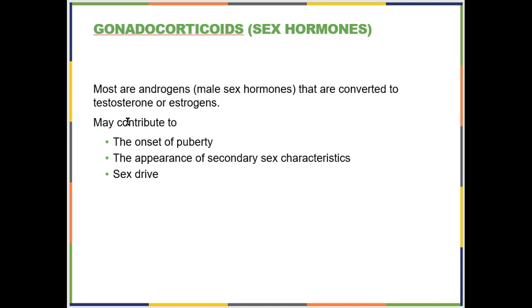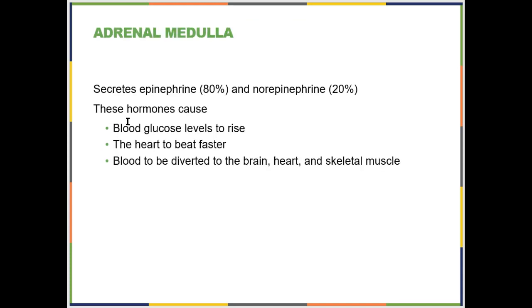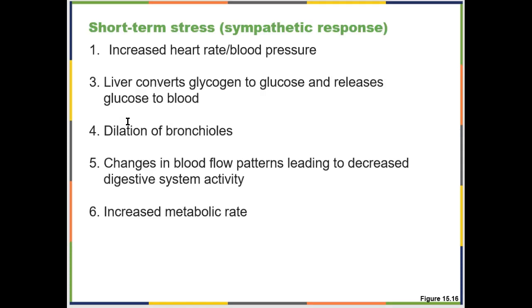Now, gonadocorticoids, you simply want to know that they exist. They're not important. I don't think I would ask any questions about them on the exam, but they are sex hormones that get released from the adrenal cortex. Now we are on to the adrenal medulla, which should be kind of review for us because this was in Anatomy and Physiology 1. This is where your epinephrine and norepinephrine come from.